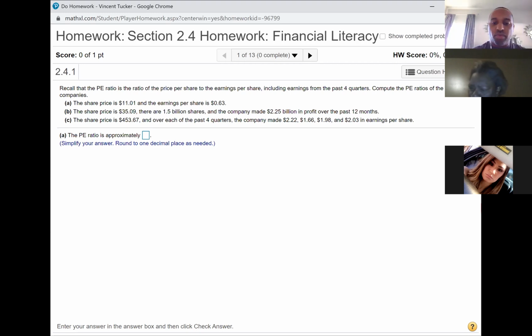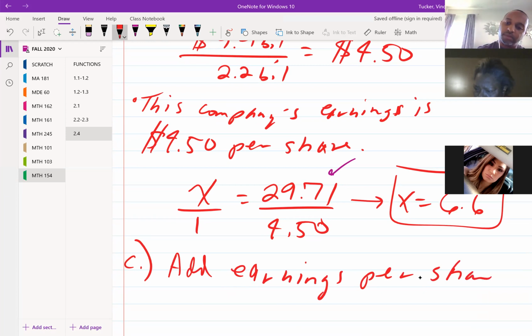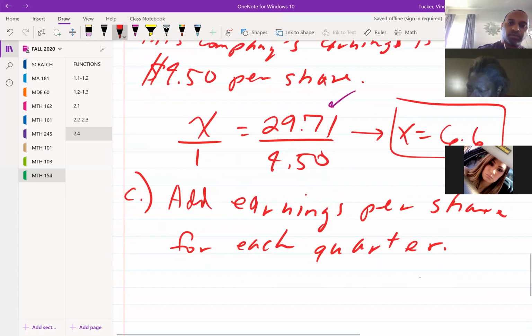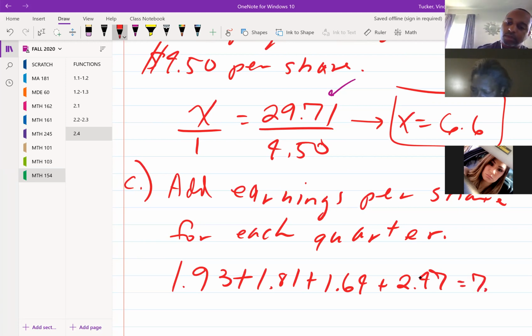All right. So let's go to the notes. I gotta share it first. All right. So the first thing we'll do is add earnings per share for each quarter. So I had 1.93, 1.81, 1.64, 2.47. So add them all up.